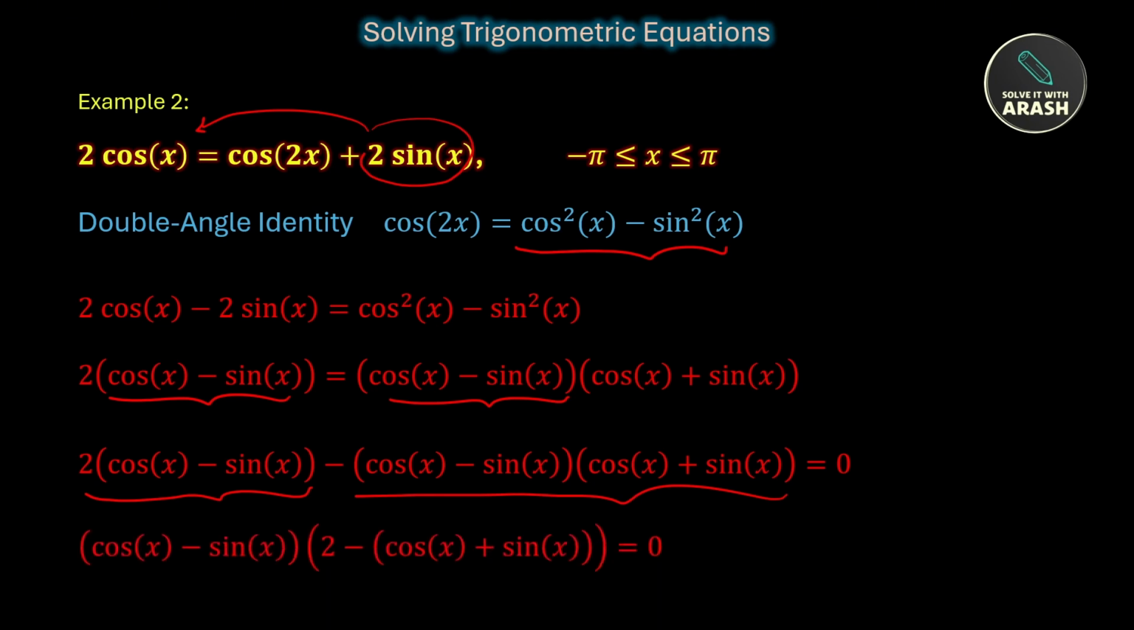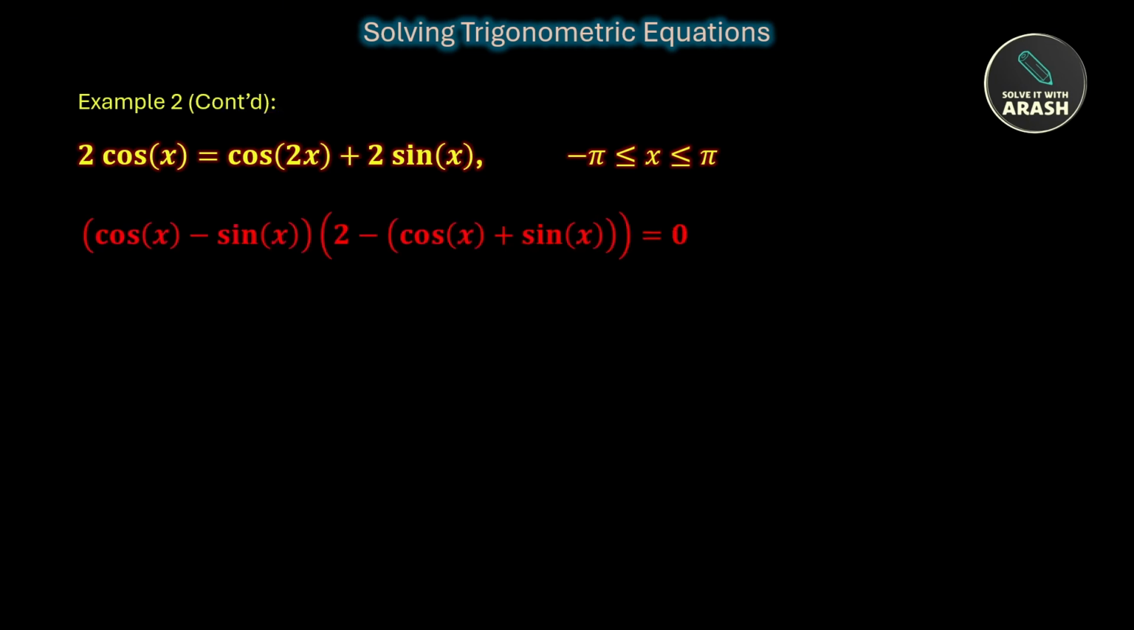With that, we're going to have (cosine of x minus sine of x) times (2 minus cosine plus sine) equals 0. Now to solve the equation, we can set each of these factors equal to 0 and solve each of them. I mean, we set this one equal to 0, and that gives me one set of solutions. And then set this one equal to 0, and that gives me another possible set of solutions.